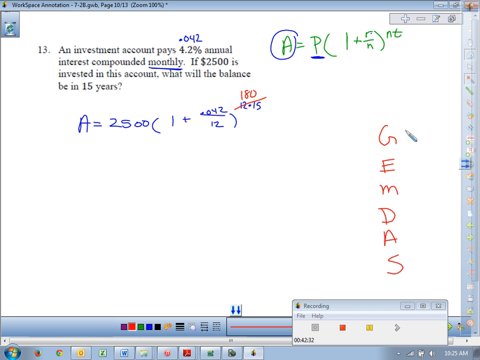Grouping symbols, we're in them. What do you need to do first? Adding or division, what comes first? Doesn't division come before addition according to the order of operations, right? So let's punch this into our calculator right there. We need to figure out what 0.042 divided by 12 is.